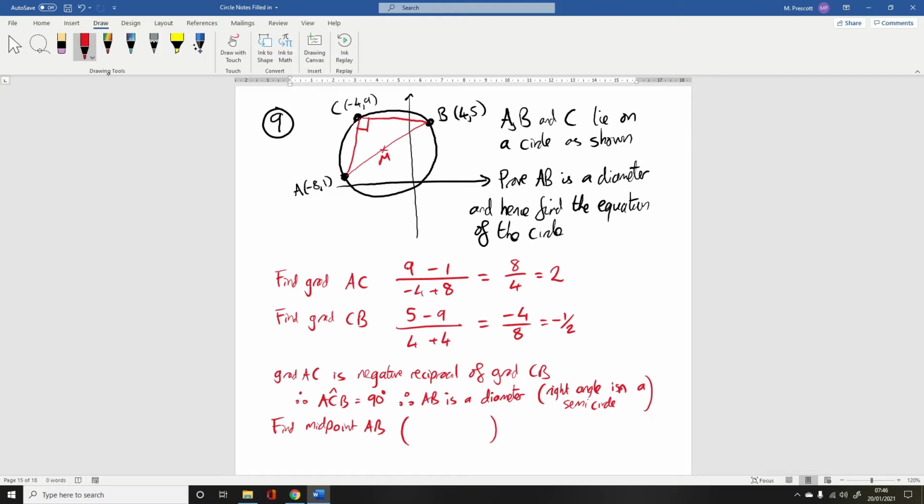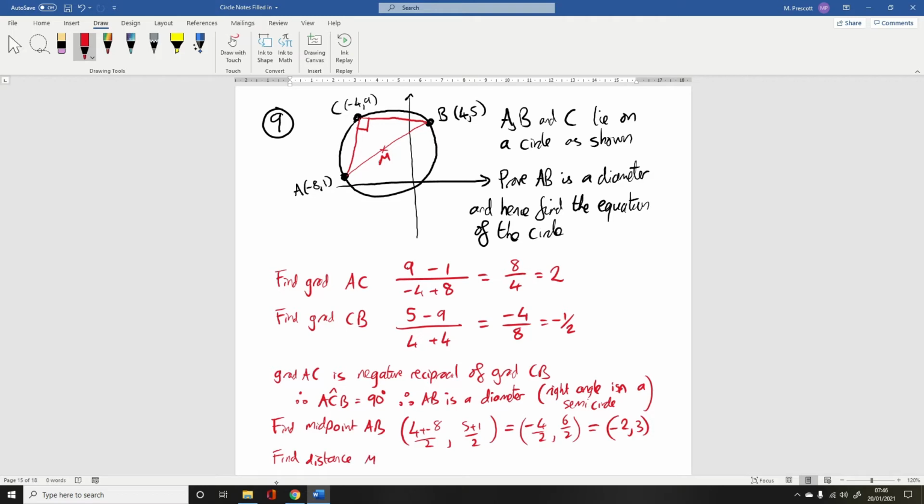So for the x-coordinate, 4 plus minus 8 over 2, and for the y-coordinate, 5 plus 1 over 2. So that'll give us minus 4 over 2 and 6 over 2. So that will give us a centre of minus 2, 3. And then we also want to find the radius. So we could either find the distance from A to B and halve it, or we could find the distance from M to B and not have to halve it. Now, as the second of those options requires less work, I'm going to do that.